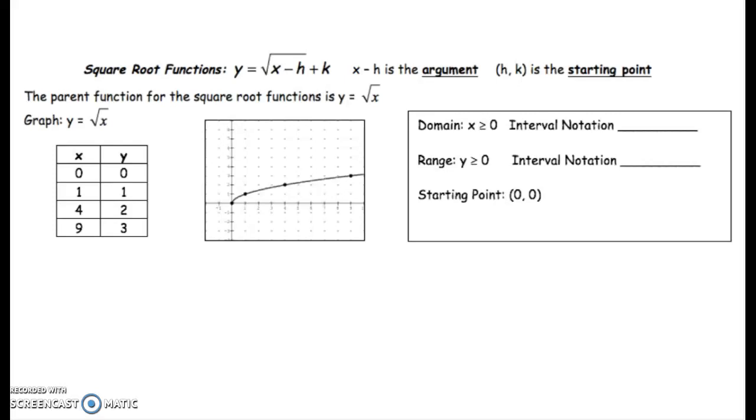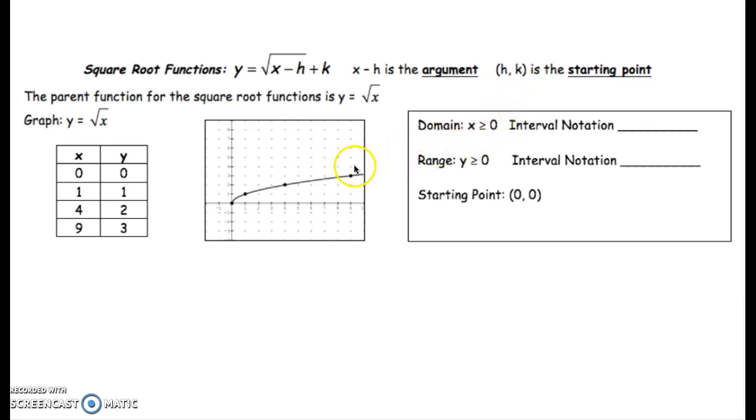Now that we've been introduced to the idea of a quadratic graph and inverses, we're going to go ahead and look at what a square root function looks like. So we have discussed that for a quadratic function, if you have something squared, the inverse operation would be using a square root. So let's go ahead and look at what the square root graph looks like.